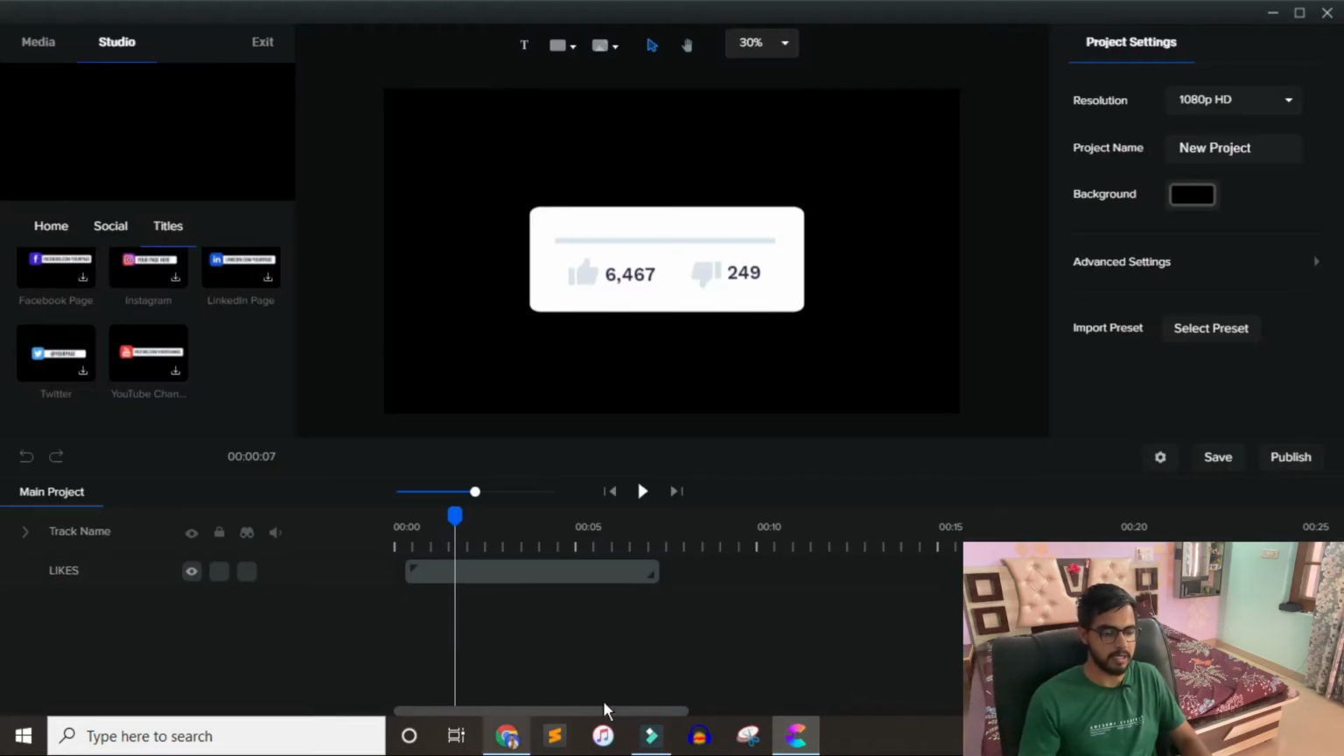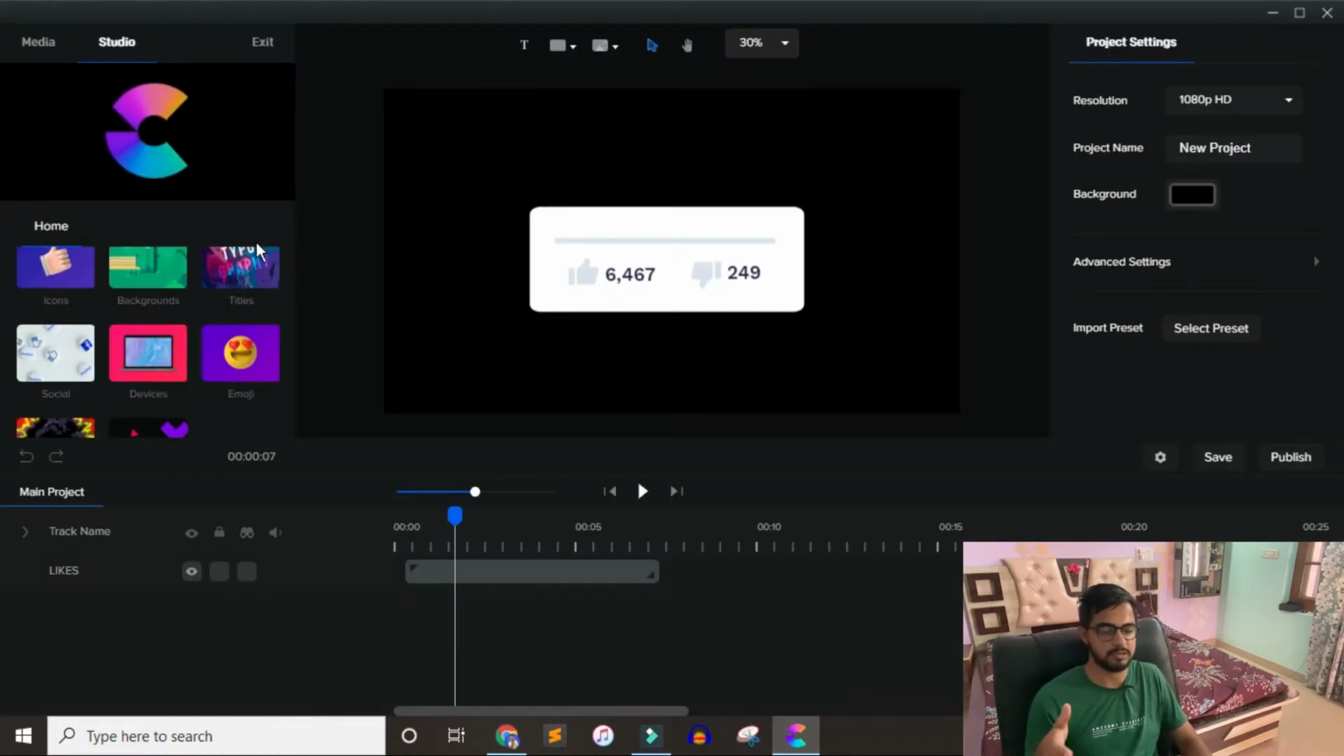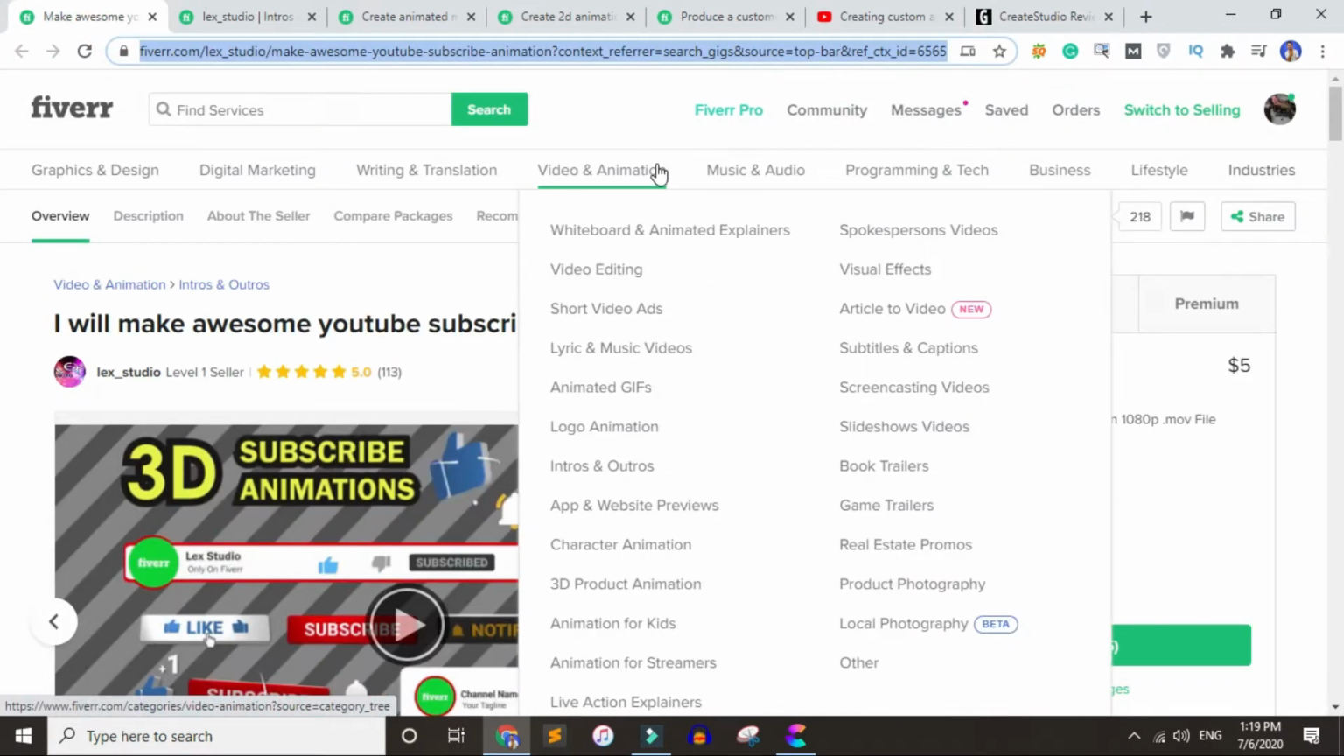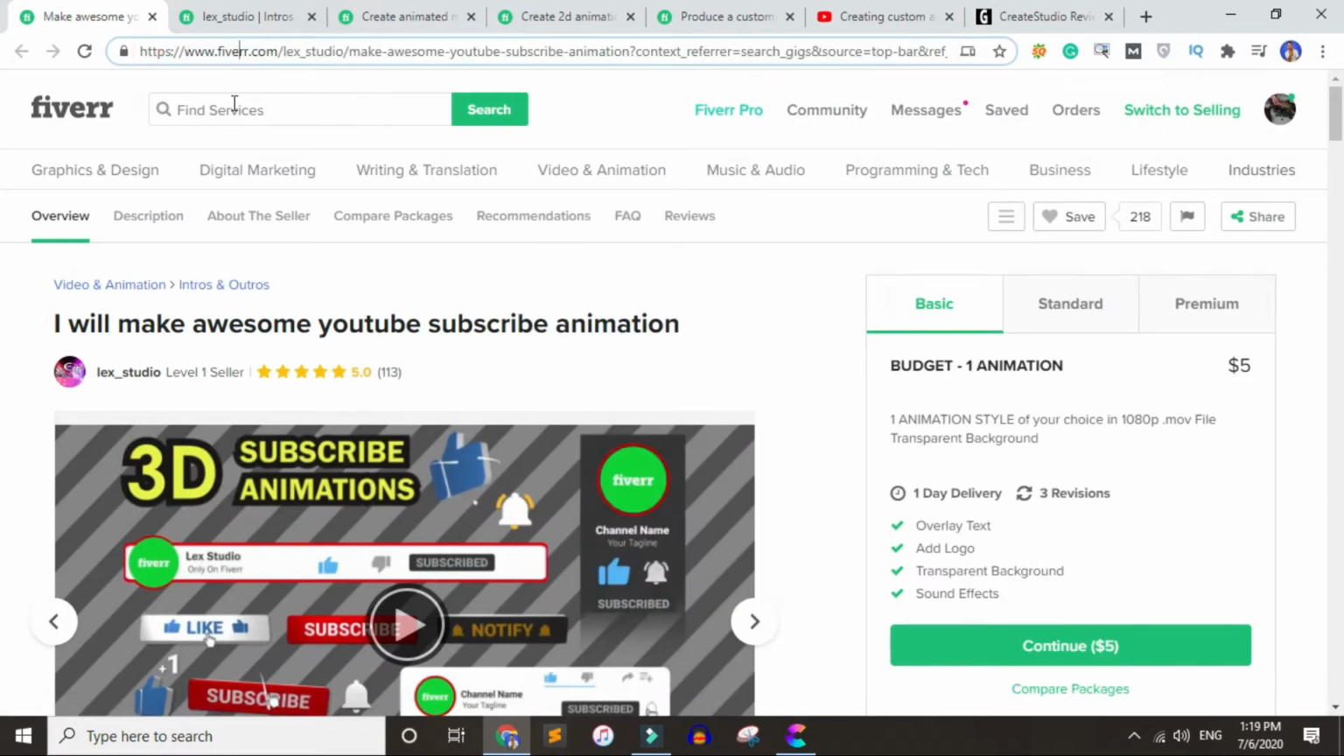Now the question is, how can you make money with the help of Create Studio? I think the easiest way for a beginner is offering services to other businesses. So where can you find these services? There are a lot of websites where you can offer freelancing services to other businesses or people. I think Fiverr is one of the most popular, and it is beginner friendly, because unlike Upwork, you don't have to pay any amount of money to offer a service.